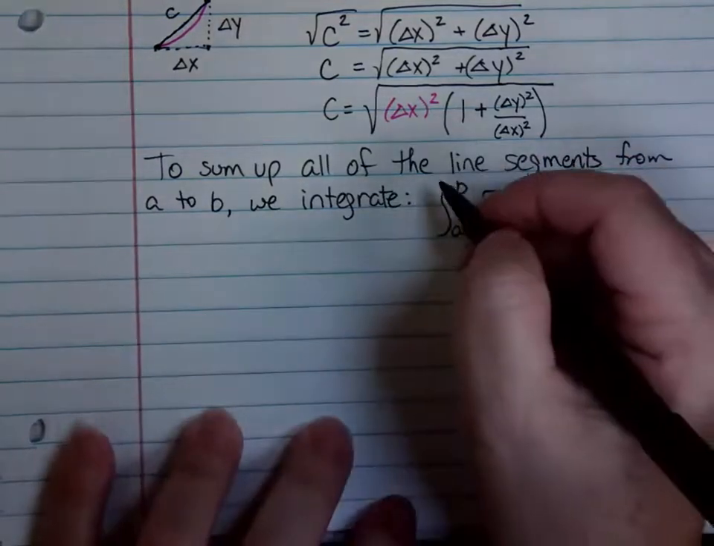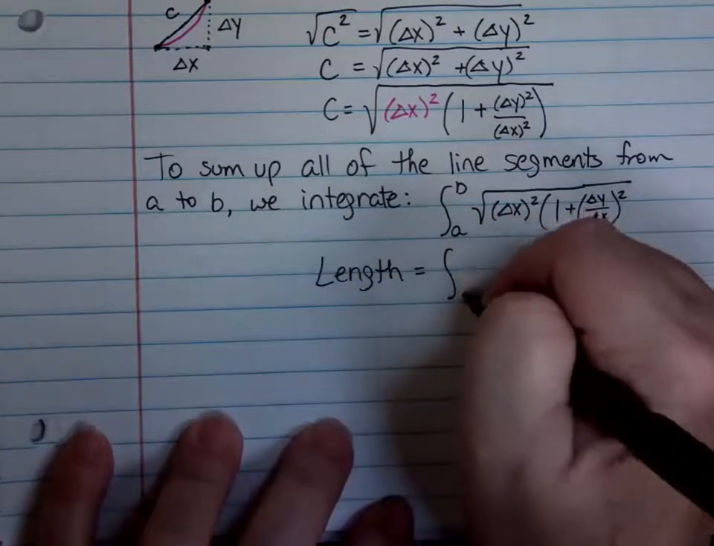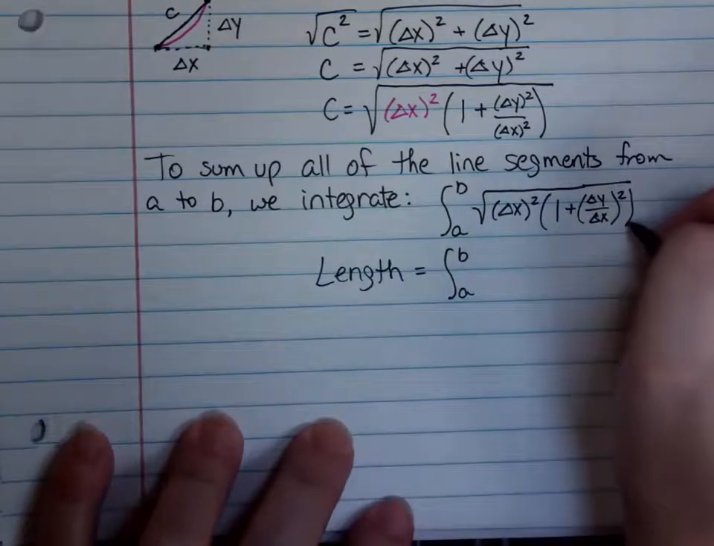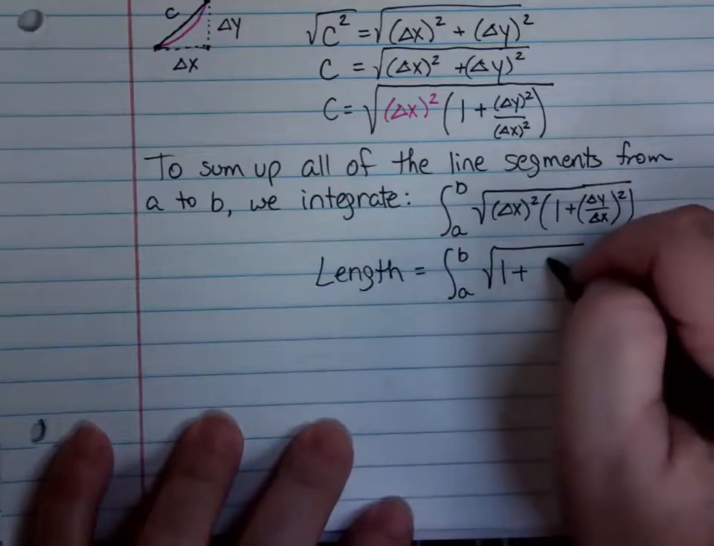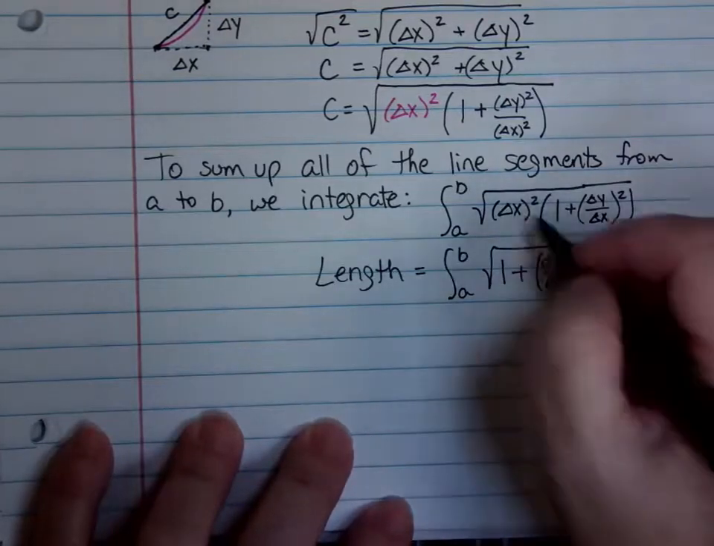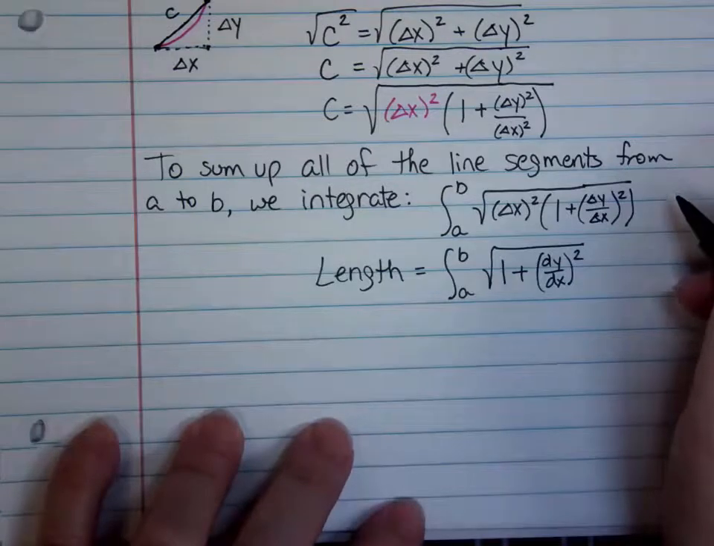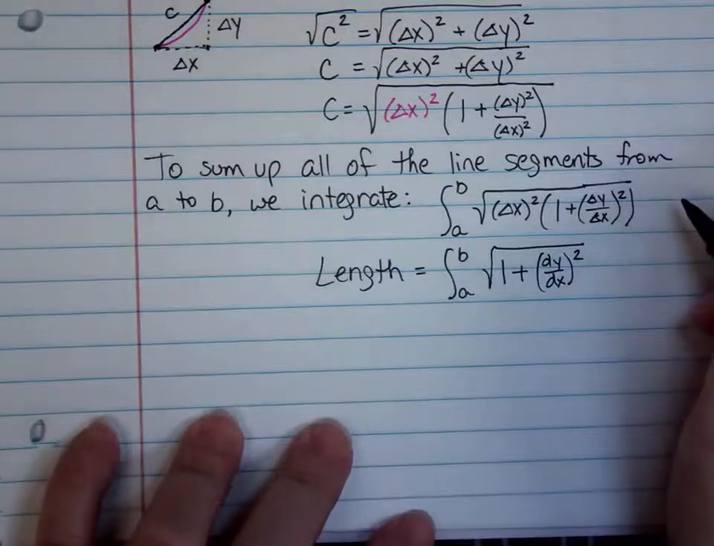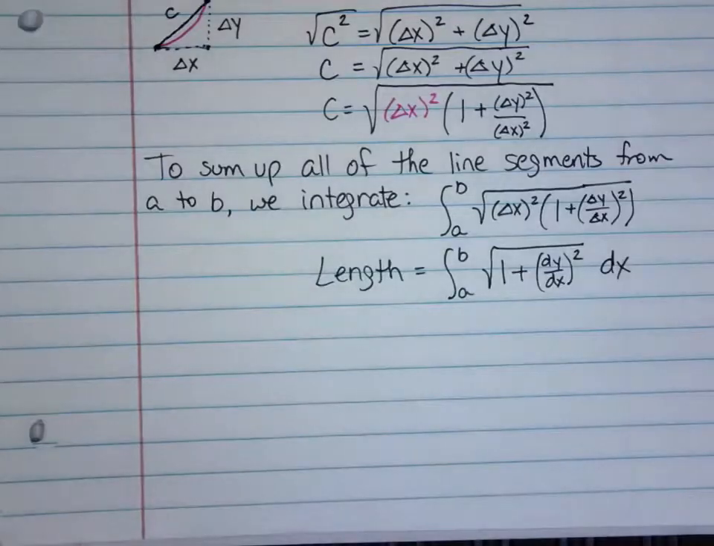So this is going to be the length of a curve is equal to the integral from a to b. I need to close that parentheses again. So square root, leave the delta x off, 1 plus dy dx squared, and then the delta x squared comes out of the radical, and what does it become? What is the square root of delta x squared? Delta x, or dx. Remember in the original one we changed the delta x, the width, into a dx? Do the same thing here.